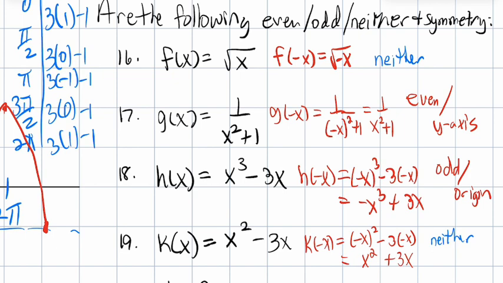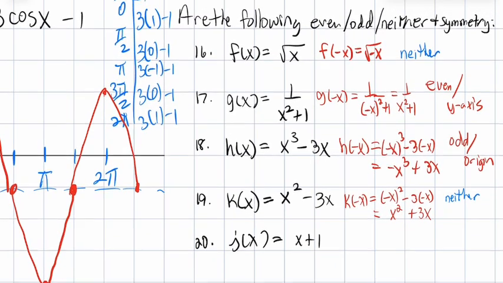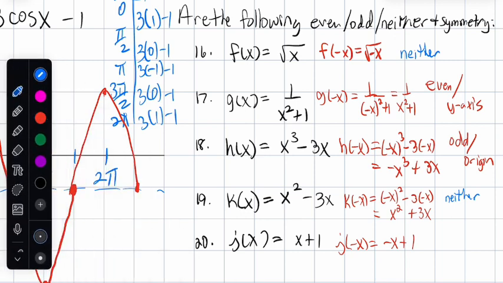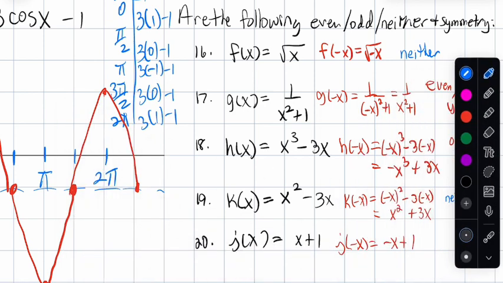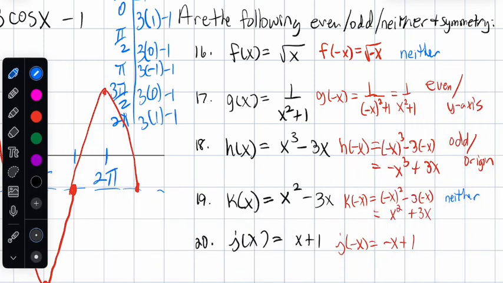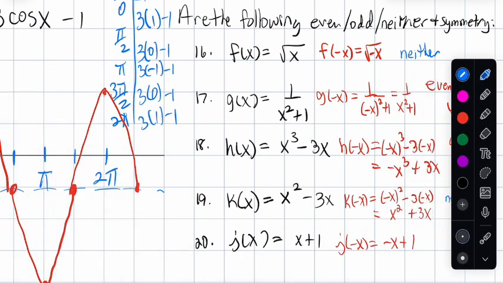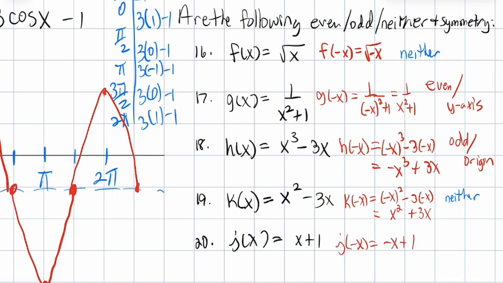So that is one last example, J. And if we plug in a negative x, part of our function changed, that x changed, but the 1 does not. So this is a neither.